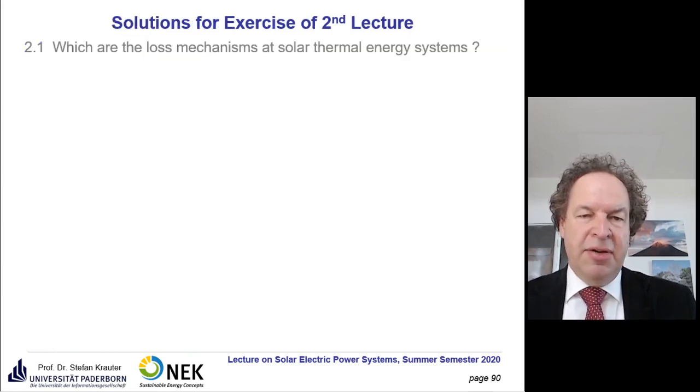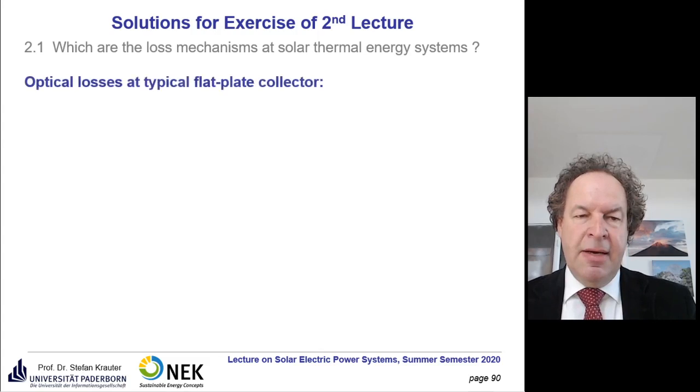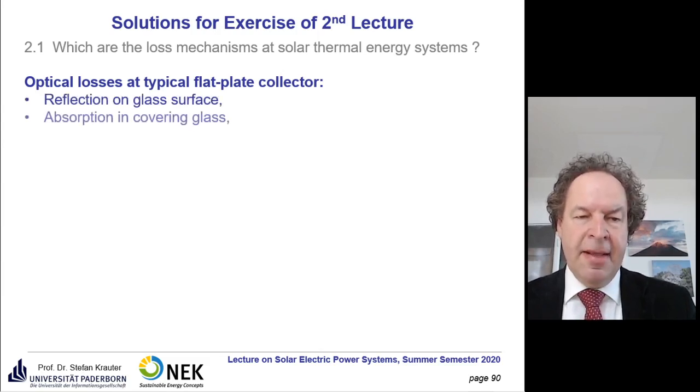The solutions are here. Which are the loss mechanisms at solar thermal energy systems? The optical losses at a typical flat plate collector are: reflection on the glass surface, and absorption in the covering glass. Remember the graph we saw, that was about 2%. The reflection on both interfaces together is 8%.